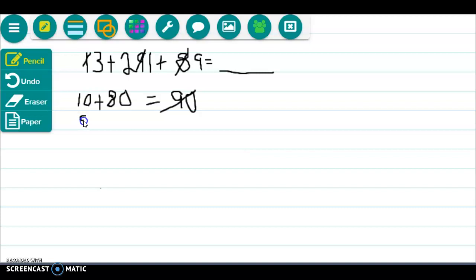90 plus 90 equals 180. Alright, and I know this because I know that 9 plus 9 equals 18, and then just bring your 0 over.